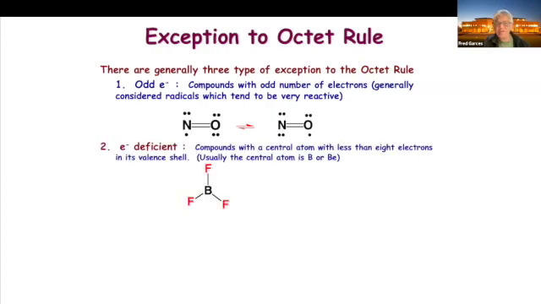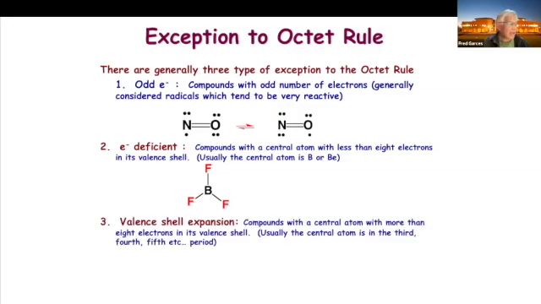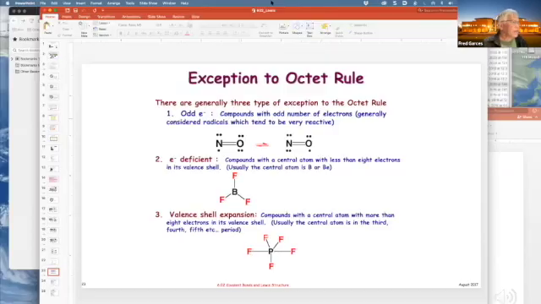And then there's electron deficient. I told you about boron. It's got 3 in its valence shell. It's totally happy with 6. Okay. And beryllium hydride as well. And then some elements actually use their d orbitals. So let me break out.